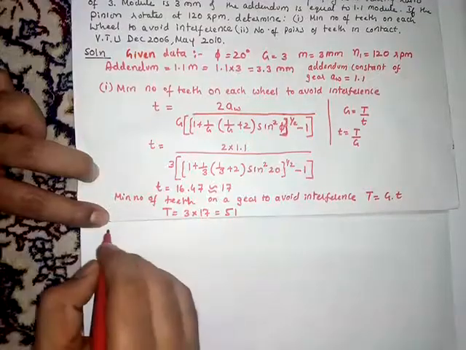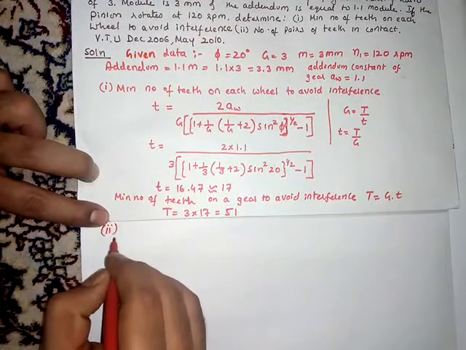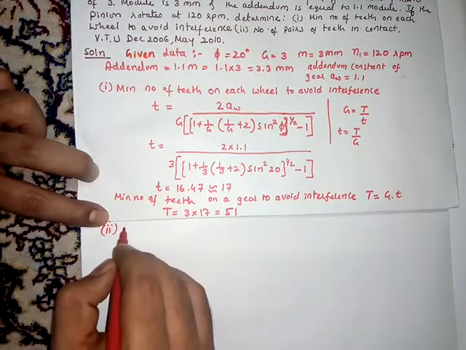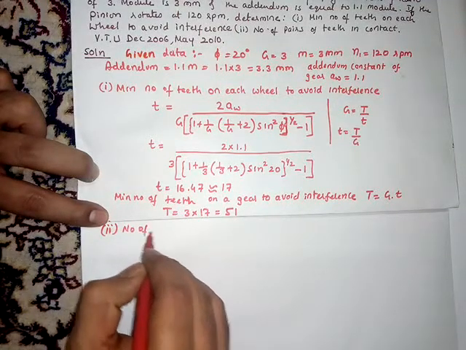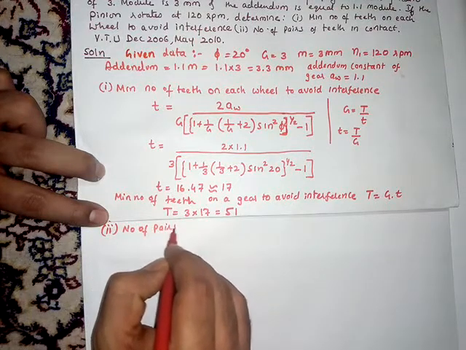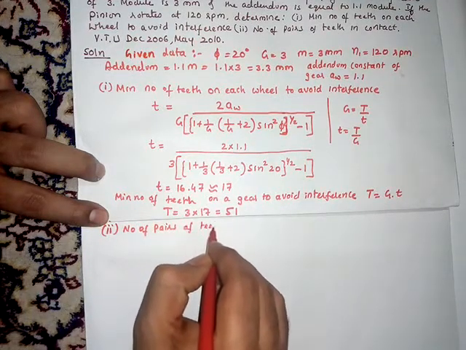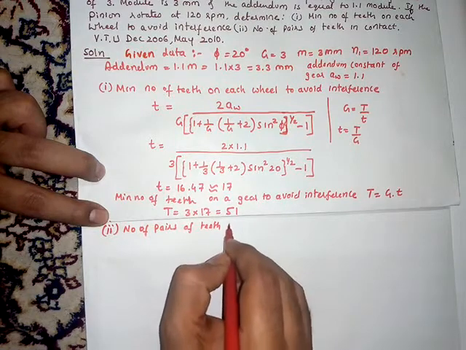Next is the second parameter, which is the number of pairs of teeth in contact.